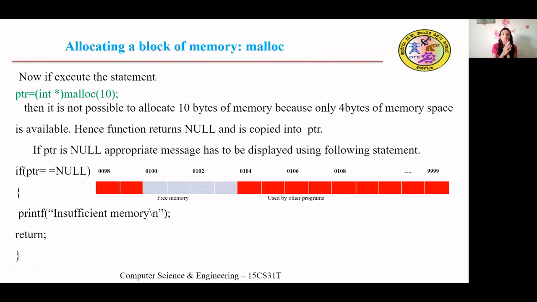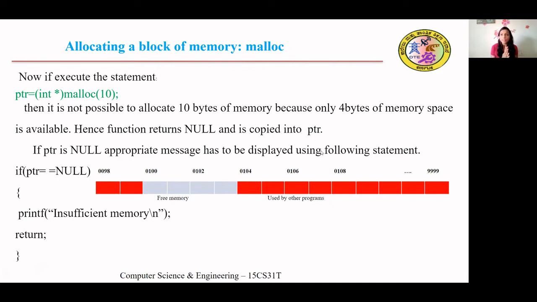Now if you execute this statement, what will happen? How much free memory space is there? Only 4. So if I try to execute ptr is equal to int star malloc 10, how many bytes am I asking the computer to reserve? 10 bytes. But how much does my computer have? Only 4 bytes. So it will show an error message.